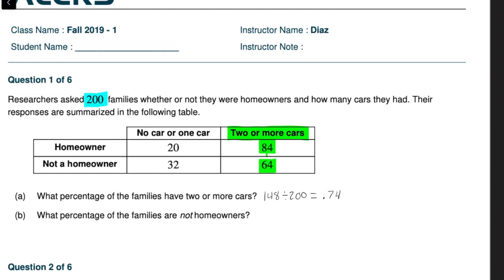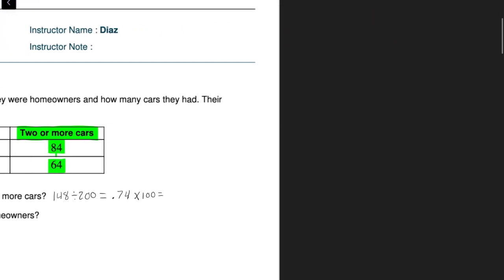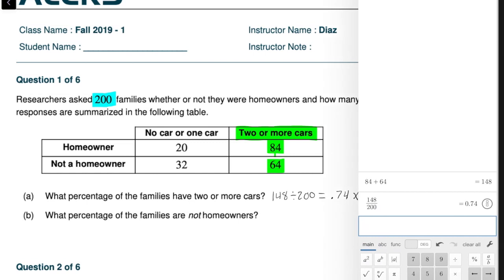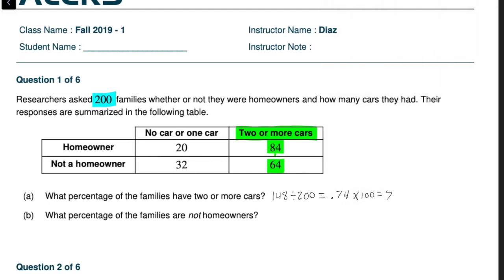0.74. Now they want to know the percentage. Okay, to find the percentage, I have to multiply by 100. So let's go ahead and do that. 0.74 times 100. That gives us 74%. This would be our answer.